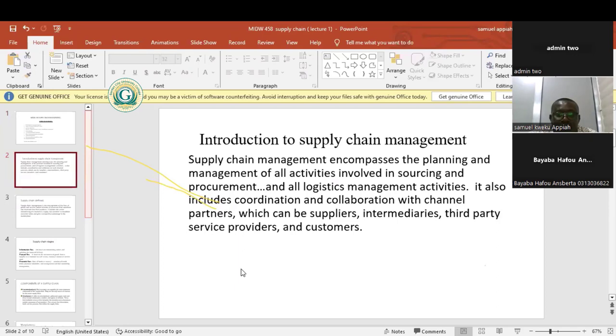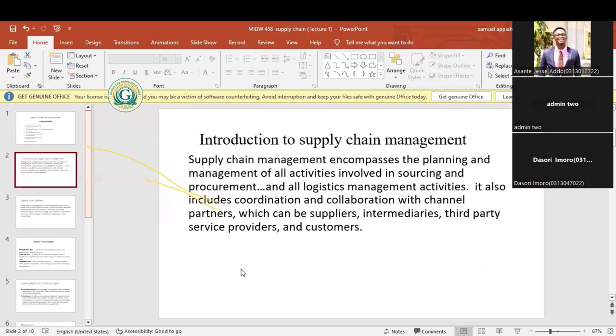So when you talk of supply chain management, it encompasses the planning and management of all activities involved in sourcing and procurement. So when we talk of sourcing, what is sourcing? Have you heard about the word sourcing? It is about getting place. Yeah, Jesse. So I think these are the various places where we actually get our items from.